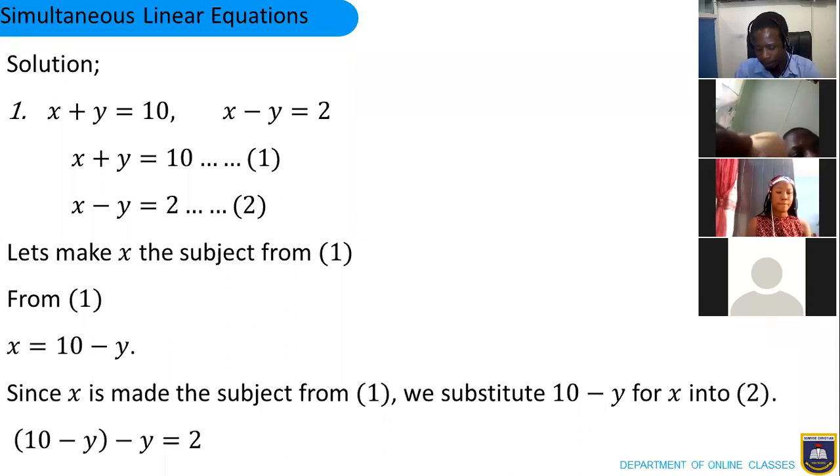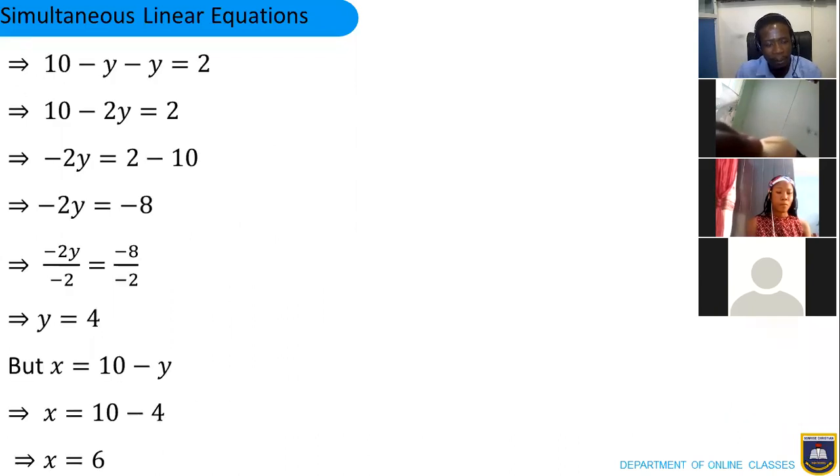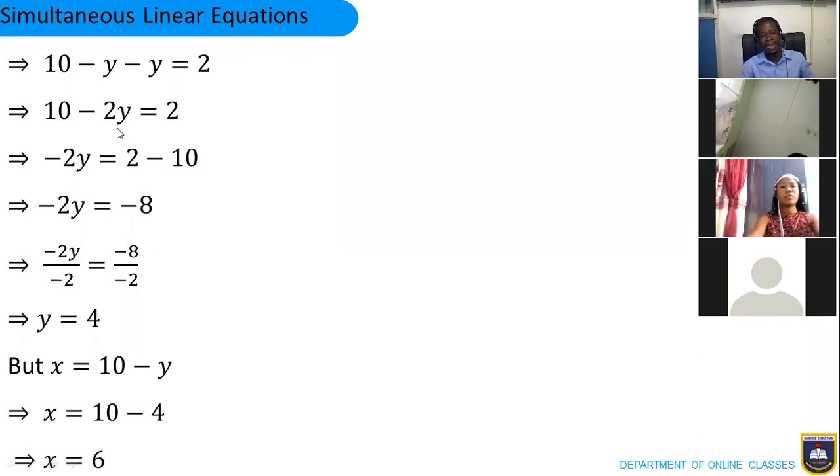Then from there, we simplify. So I have 10 minus y minus y equals 2. Minus y minus y will result in minus 2y. So the equation now becomes 10 minus 2y is equal to 2.